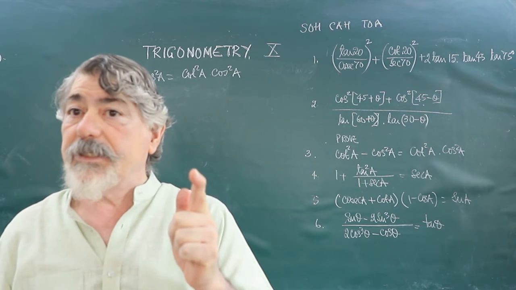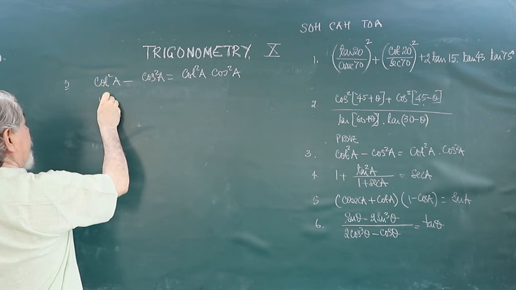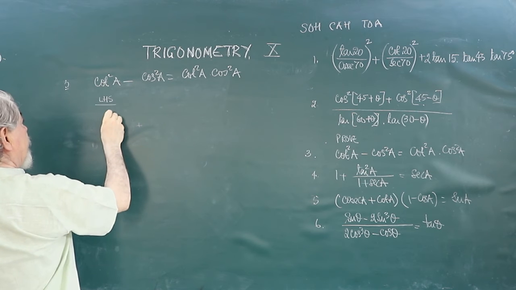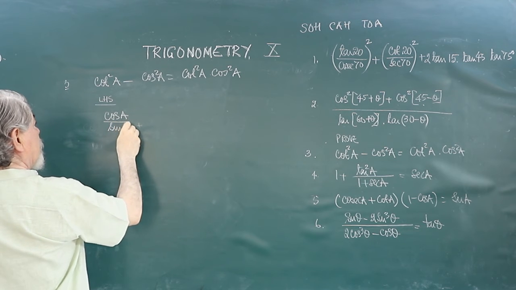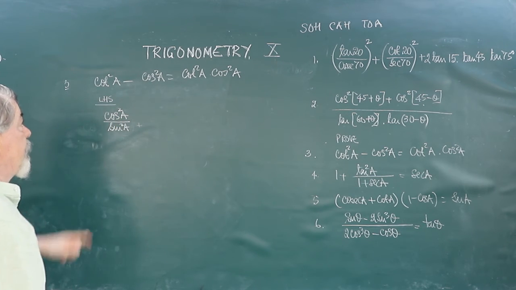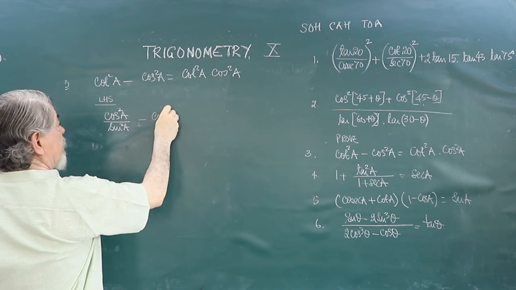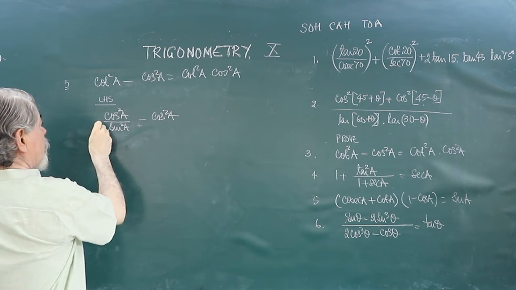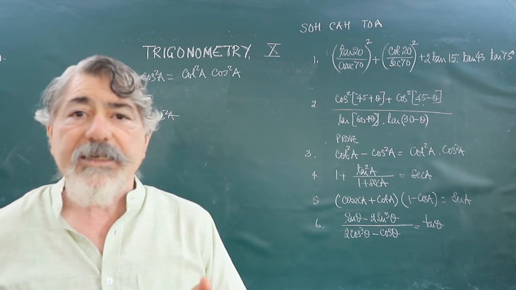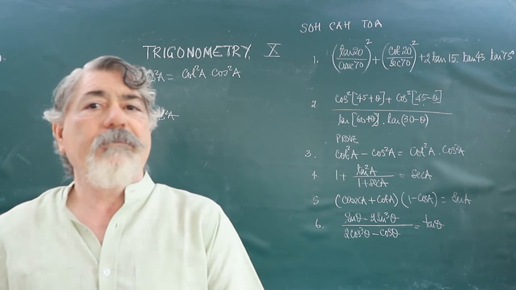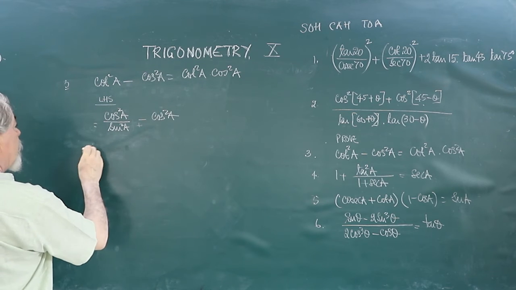I can express cot A in terms of cos and sine. How will I write? Let me take the left hand side. Cot square A, I'll write cos A upon sine A whole square, or cos square A upon sine square A. Cot square A is cos square A upon sine square A minus cos square A. Out of these two I can take cos square A common.